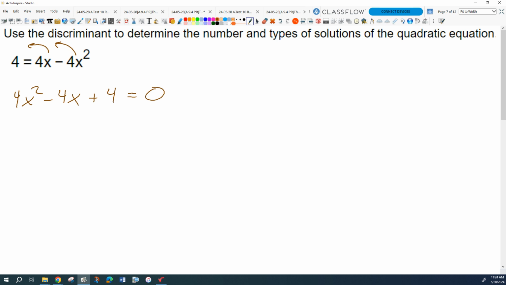So I'm using the quadratic equation, but I don't have to do the whole thing. I'm not really trying to find solutions. What does it tell me to do? It says use the discriminant.